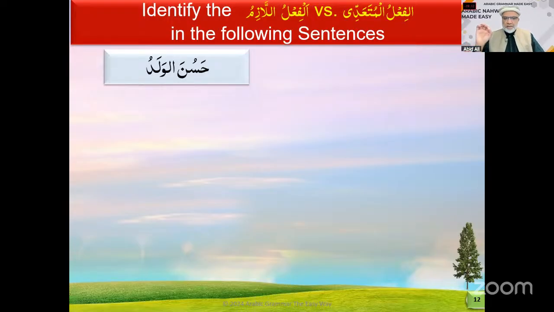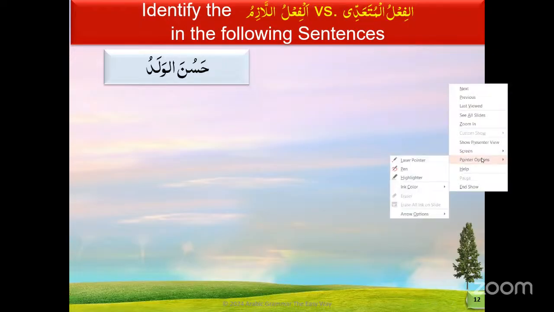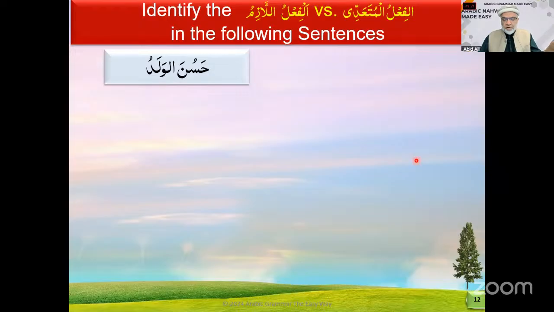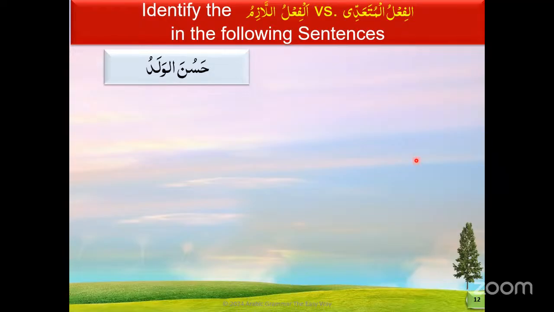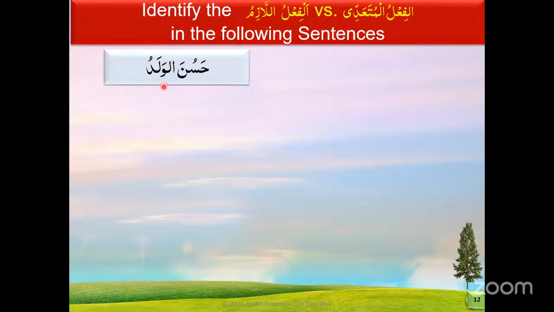If there are three letters, are we dealing with Thulathi Mujarrad or Thulathi Mazeed? Thulathi Mujarrad, meaning we are dealing with the form 1 families. For example, from Babsami or whatever. But who is the subject here? The subject is al-waladu.